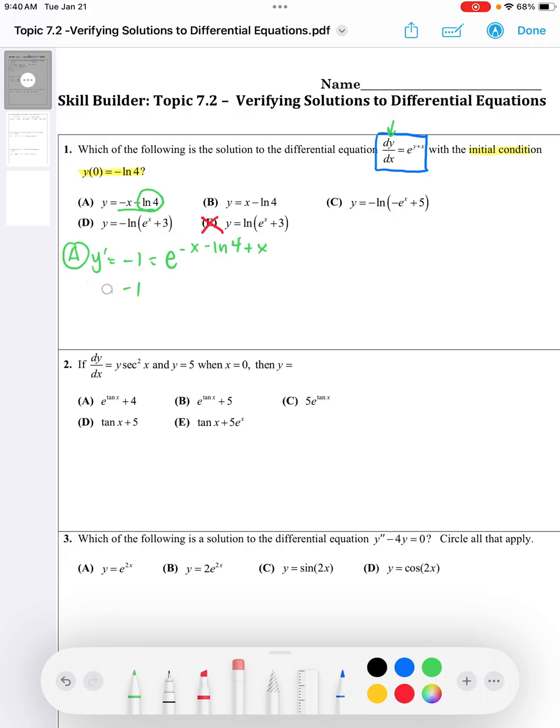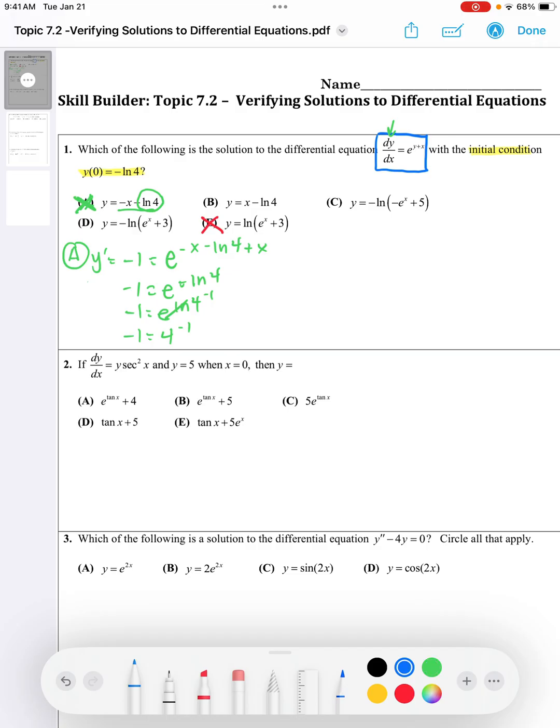Let's erase this y prime part. Negative 1 equals, these x's cancel, e to the negative natural log of 4. Now, a log property means that we can bring any of these numbers out in front and bring them up to be the exponent. So negative 1 becomes e to the natural log of 4 to the negative first power. And then the natural log and the e are inverses of each other, so those will cancel out. So I'll have negative 1 equals 4 to the negative first power. Now, that is not true, so we know that this is not going to be a solution.